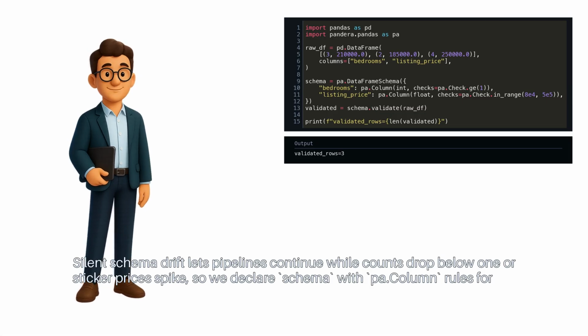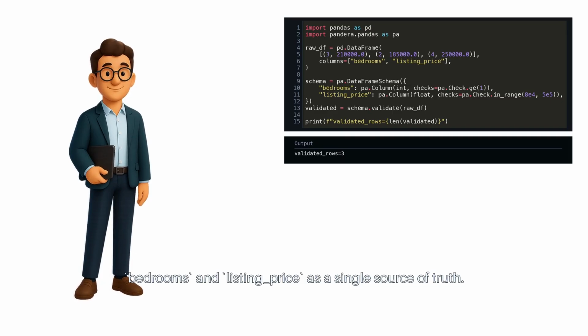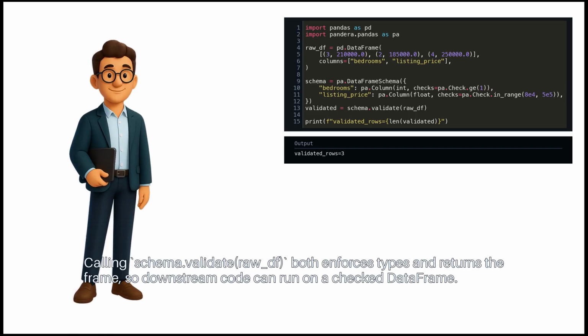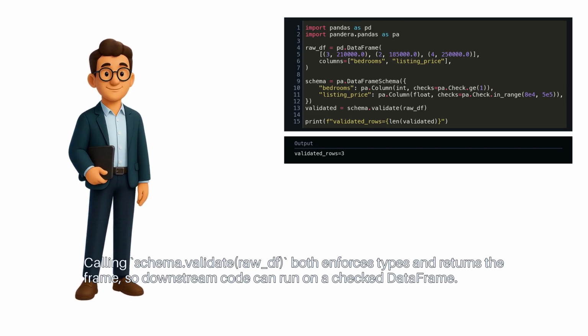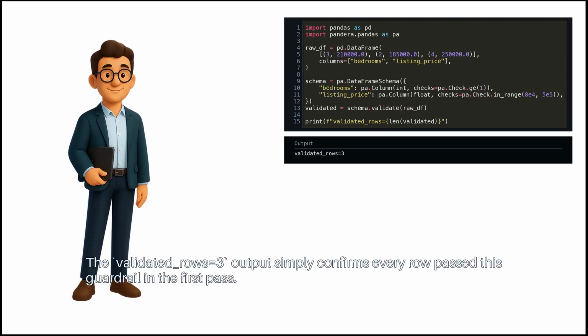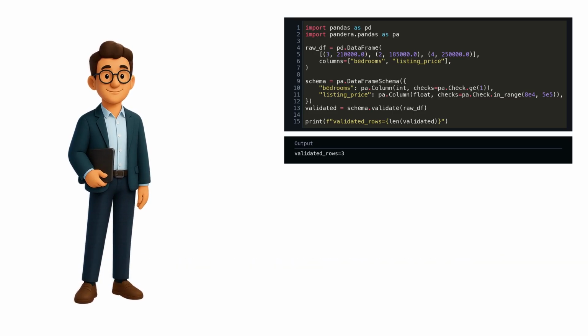So we declare a schema with pa.Column rules for bedrooms and listing price as a single source of truth. Calling schema.validate(raw_df) both enforces types and returns the frame, so downstream code can run on a checked data frame. The validated rows equals 3 output simply confirms every row passed this guardrail in the first pass.